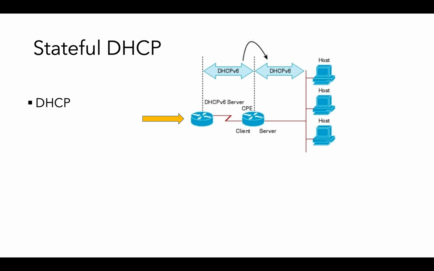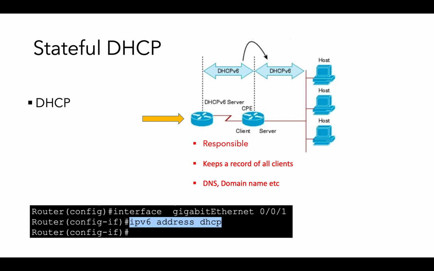Stateful DHCP means that the DHCP server is responsible for assigning the IP address to the client. The DHCP server keeps a record of all clients and the IPv6 address assigned to them. The server can also offer other network parameters such as DNS servers, a domain name, or any other option that a DHCP server provides. The command used to get the IP from DHCP is ipv6 address dhcp.